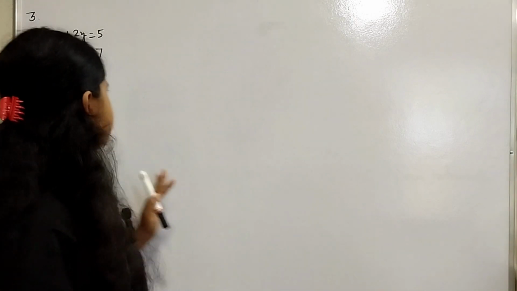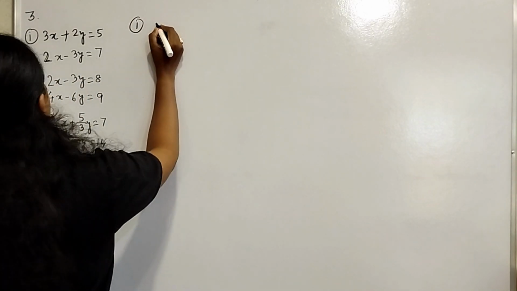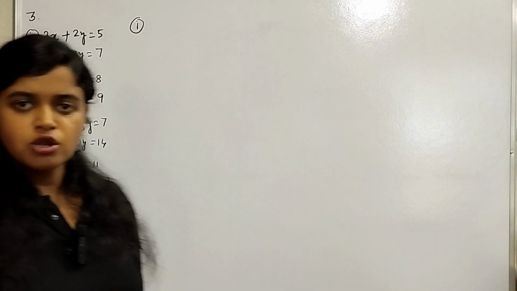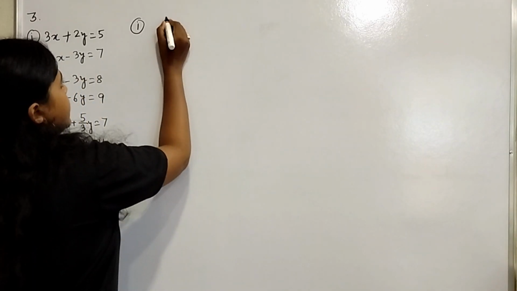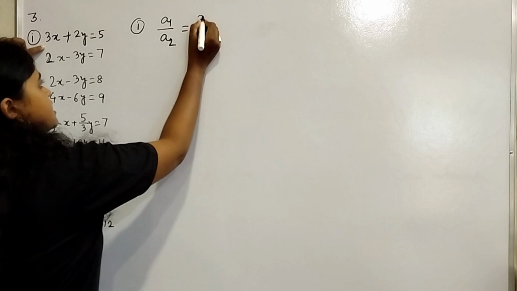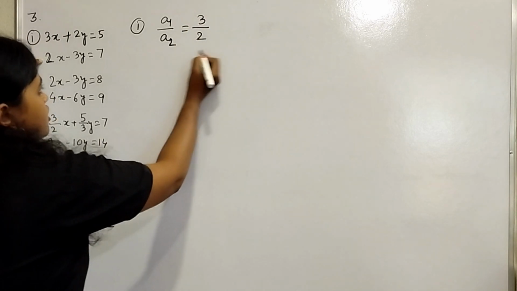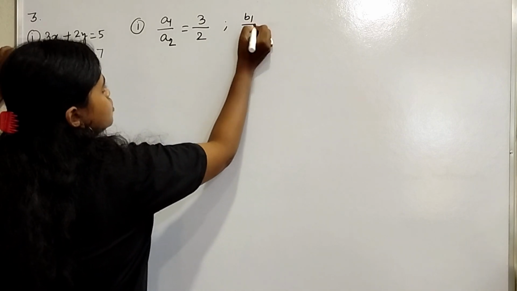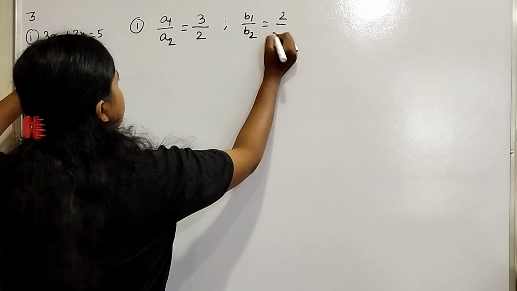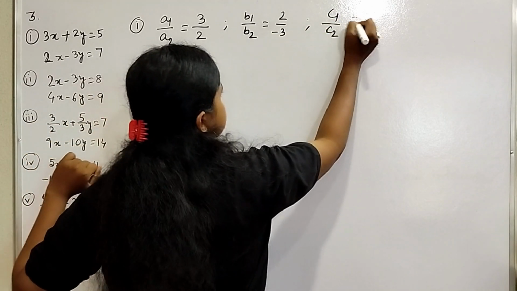Now let us discuss question number 3. So question number 1. We will first compare the ratios A1 by A2, B1 by B2 and C1 by C2. So A1 by A2 for question number 1: A1 is the coefficient of x, that is 3, and A2 is the coefficient of y, that is 2. A1 by A2 is 3 by 2. Next B1 by B2 is 2 by minus 3, and C1 by C2 is equal to 5 by 7.